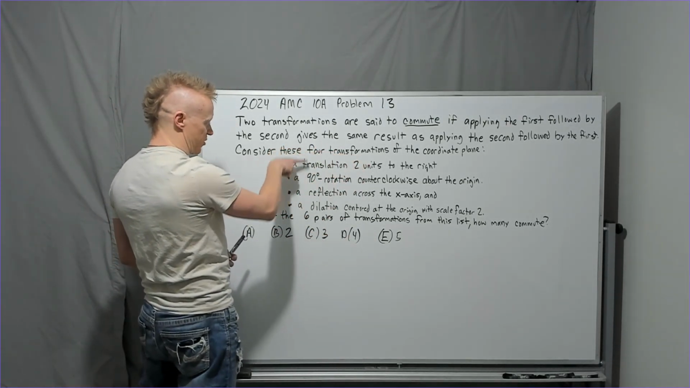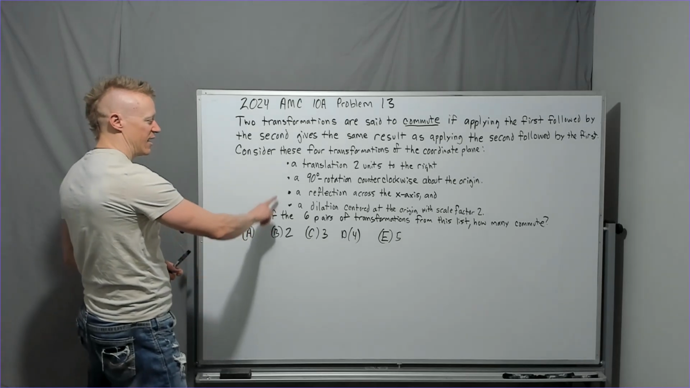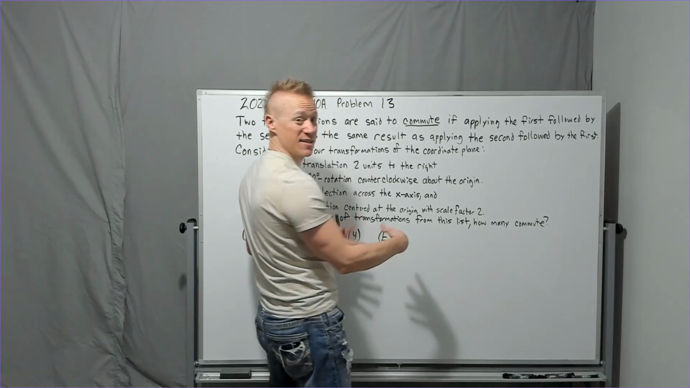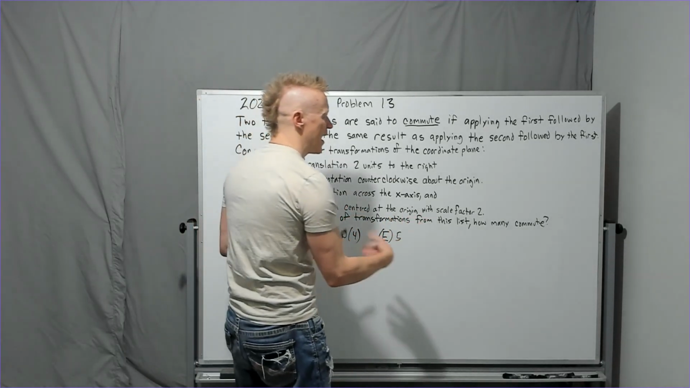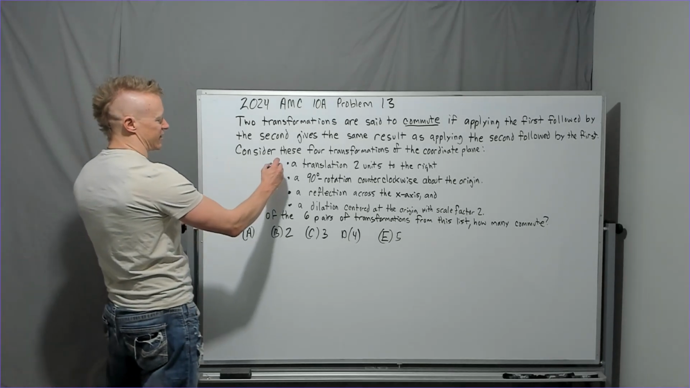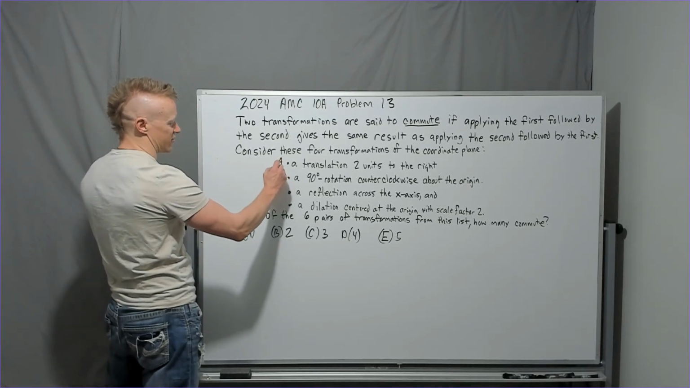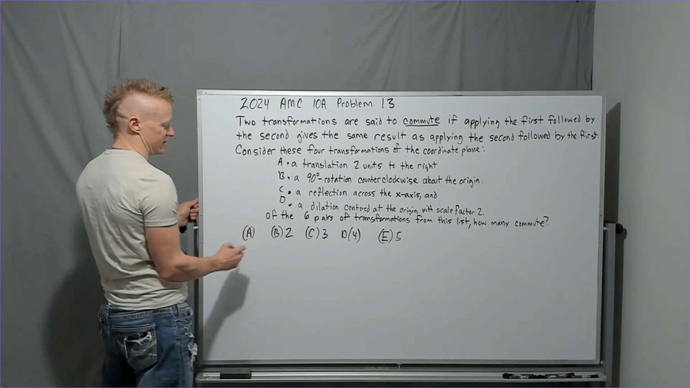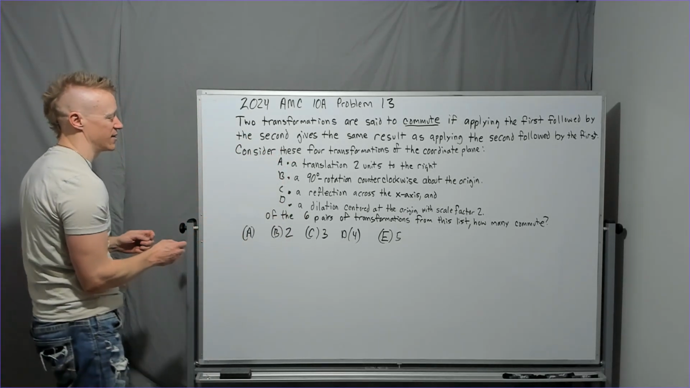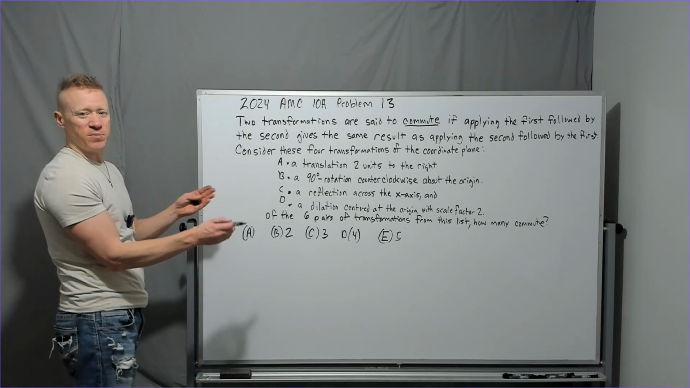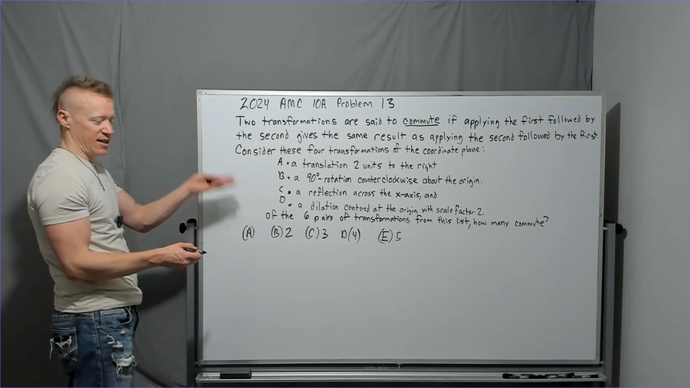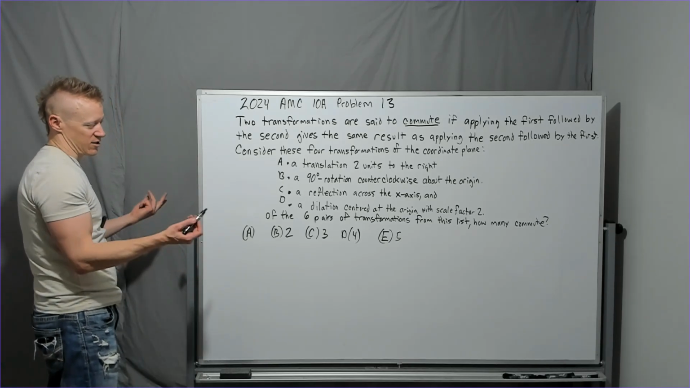Consider these four transformations of the coordinate plane. I'm not going to read them yet. Of the 6 pairs of transformations from this list, that would be 4 choose 2, how many commute? So I'm going to call these, basically just for notational purposes, transformation A, B, C, and D. Not like the answers, just using the same letters, but that's not what I mean them as. You basically want to do A with B, A with C, A with D. Check, check, check, does it work? B with C, B with D, and C with D. And then you just test each one.